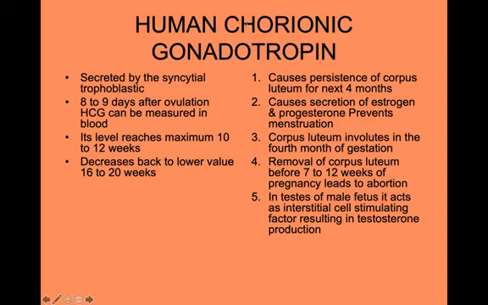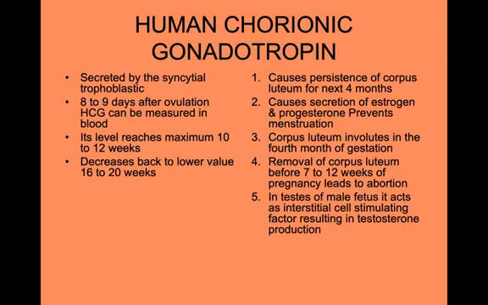First is the HCG or human chorionic gonadotrophin hormone, which is secreted by syncytial trophoblasts. I have already mentioned the trophoblast is divided into two layers, one is the cytotrophoblast and the other is the syncytial trophoblast. So it is secreted by the syncytial trophoblast. 8 to 9 days after ovulation, HCG can be measured in the blood. Its level reaches maximum at 10 to 12 weeks and decreases back to a lower value in 16 to 20 weeks.